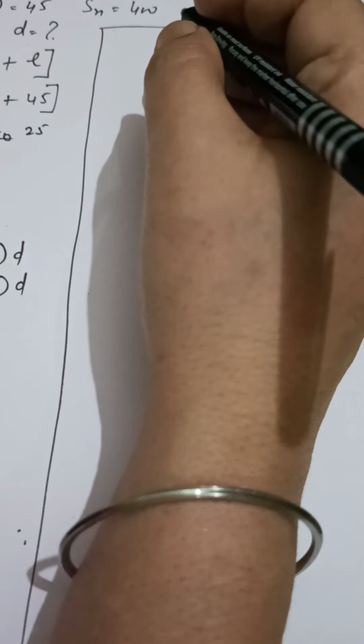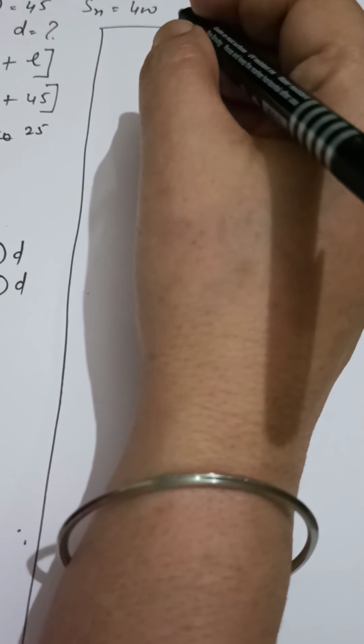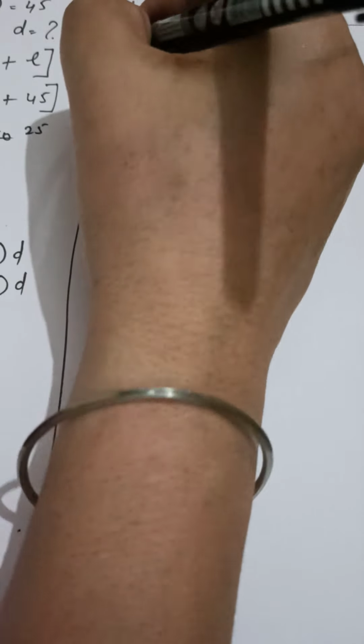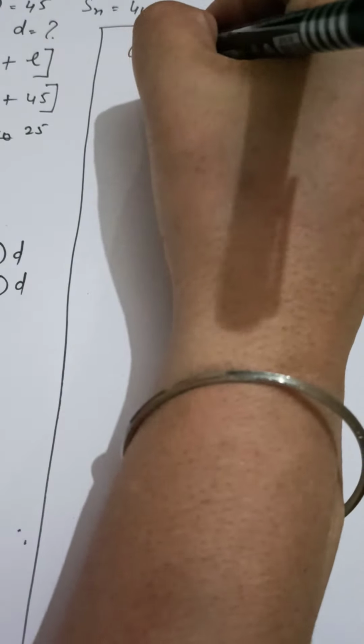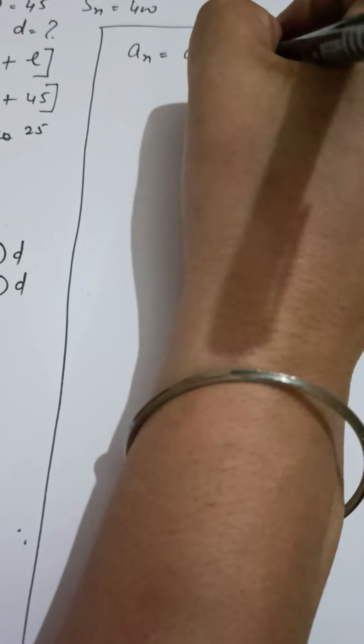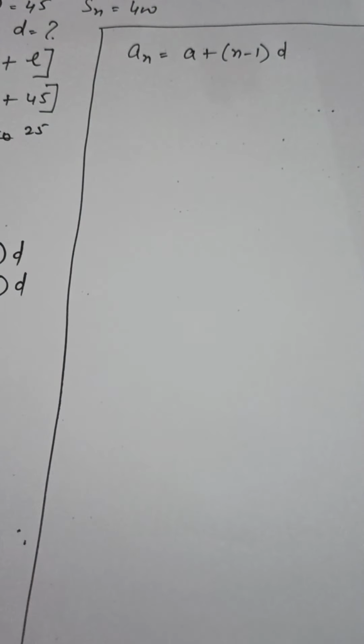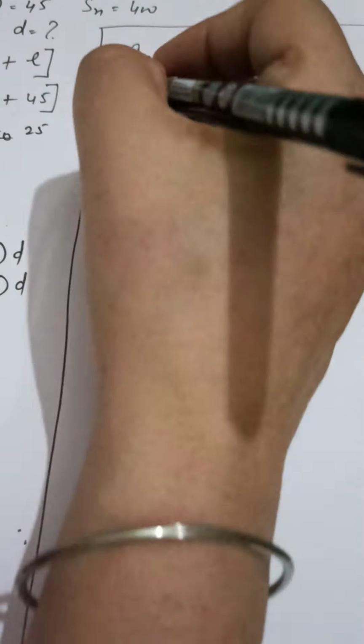A is equal to 17, An is equal to 350, D is equal to 9. So we will start from An. An is equal to A plus n minus 1 into D. Because An is given, D is also given, so we can find n easily from this.